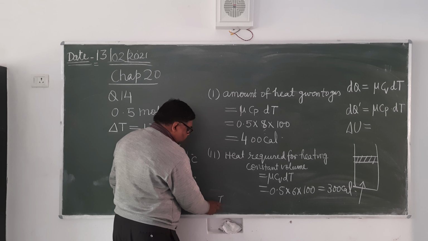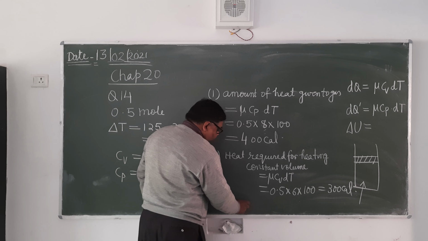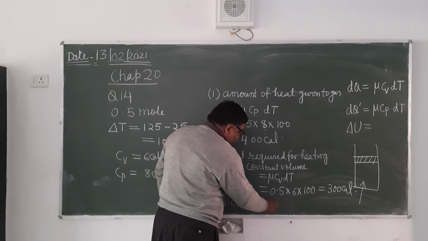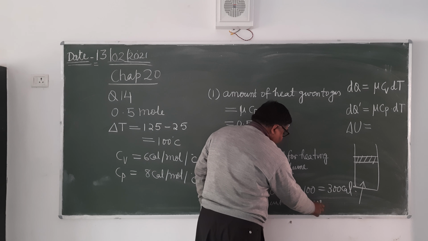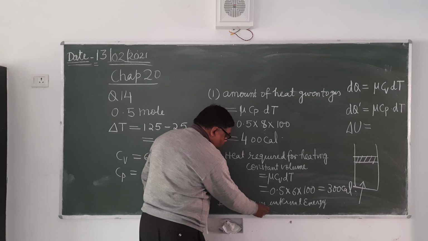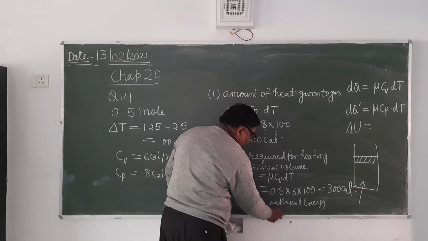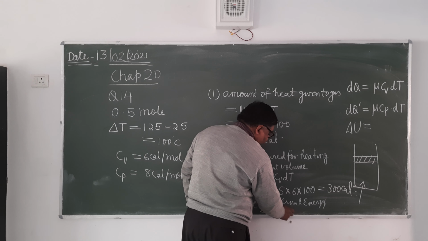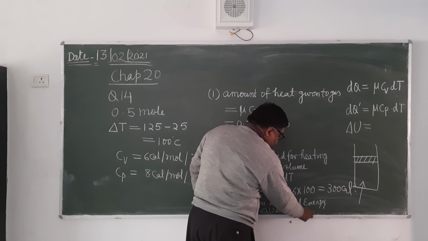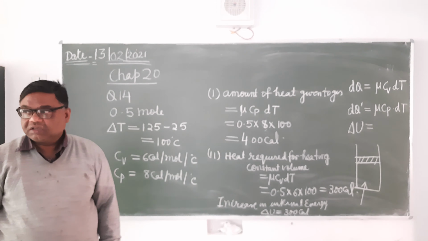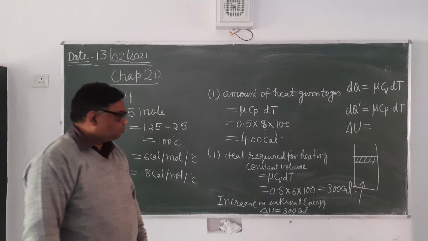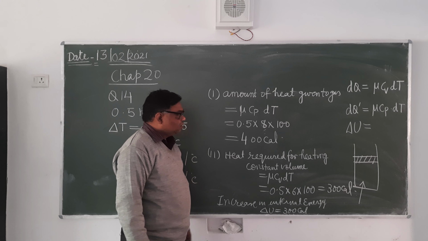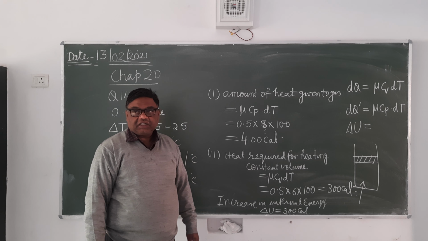Increase in internal energy, वो हमने पहले भी बताया था. Internal energy, that will be equal to delta U equals to 300 calorie. Now what will be the heat required for doing the work? How much heat will be required for doing the work? पता है, 100 calorie. 400 minus 300.